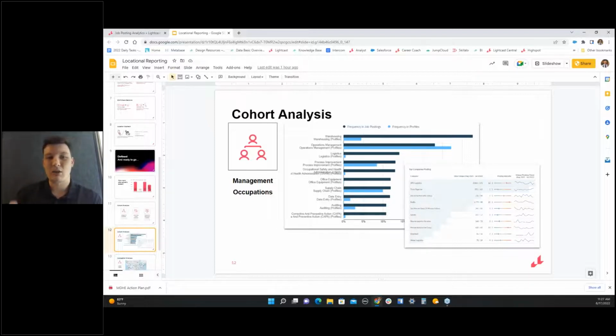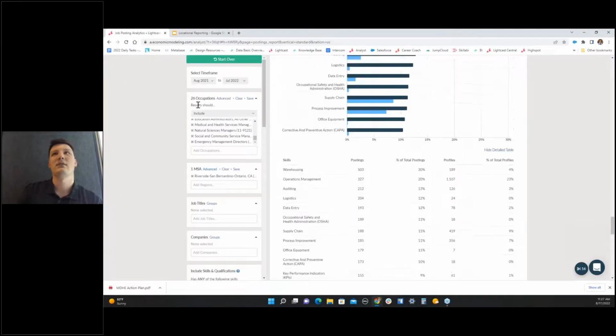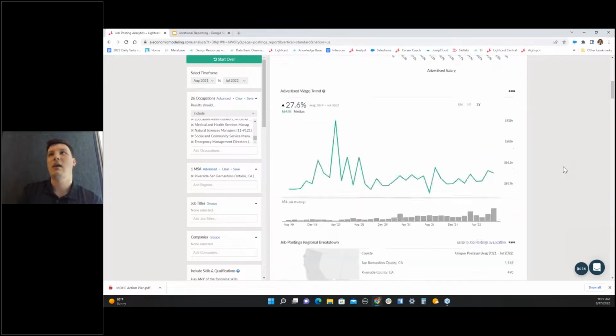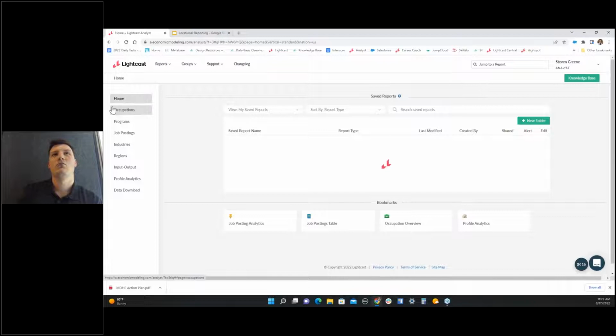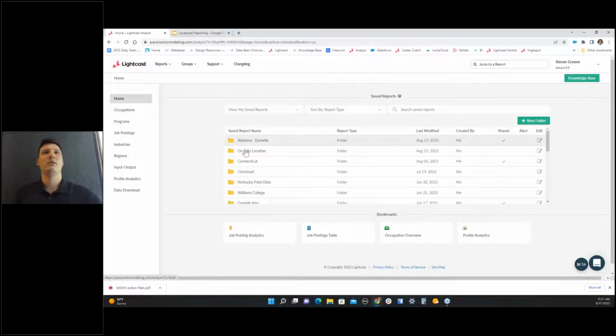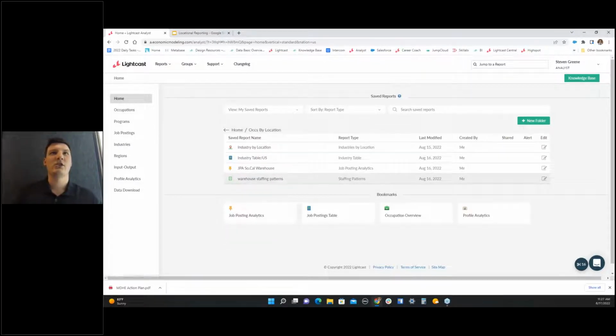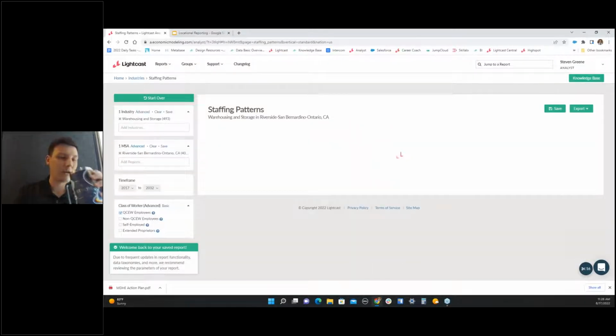You can start to do these location reports across the US through occupations by location. So now we're getting into the occupations by location. We're going to go back into my staffing patterns and wait for everything to load. Occupations by location, and I've already saved this. Well, no, I haven't. I've saved the staffing patterns.